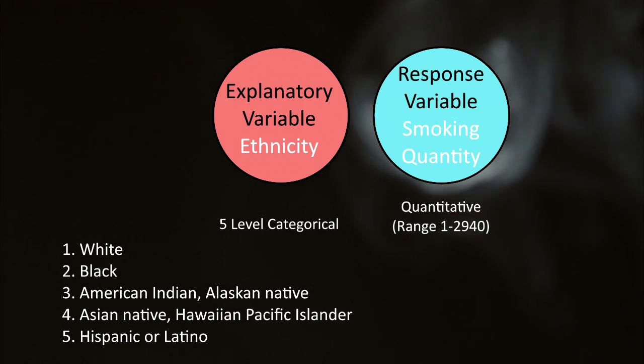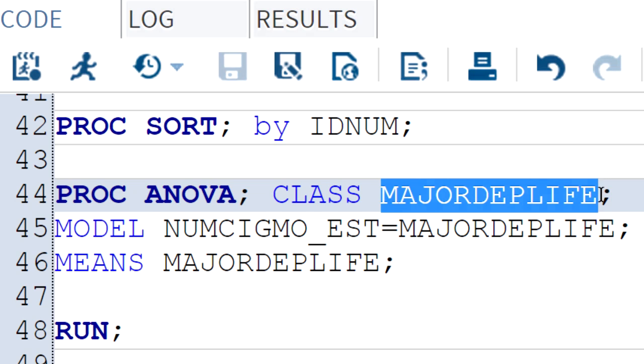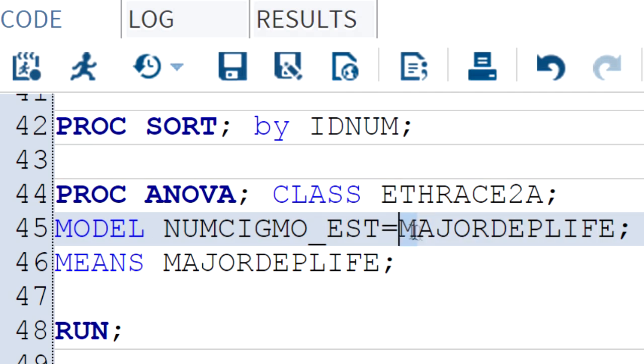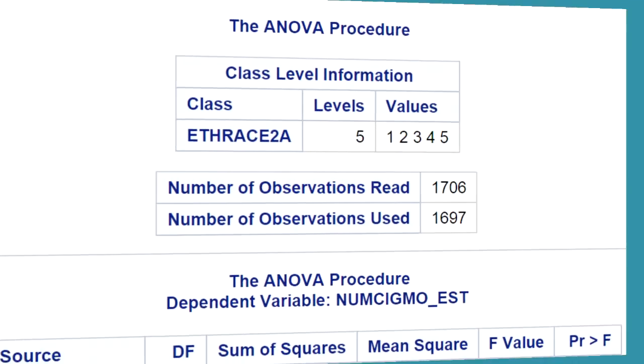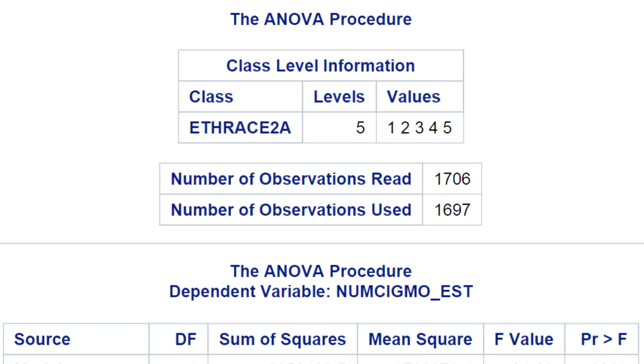Since we're only changing the categorical explanatory variable, that's the only part of the syntax that will need to change. So rather than including major dep life in the class statement, we're going to include eth-race 2a. We're going to include it here again in the model statement, and then here again in the means statement. Here are the Proc Anova results for a greater than 2-level explanatory variable.